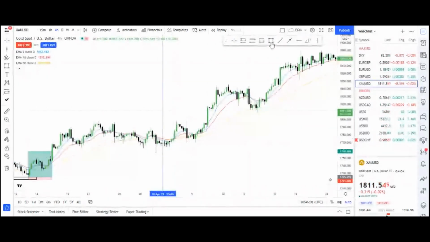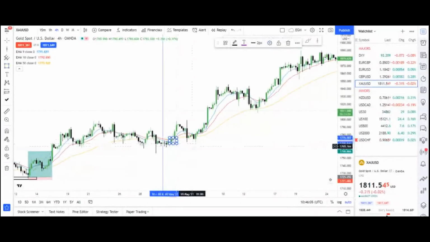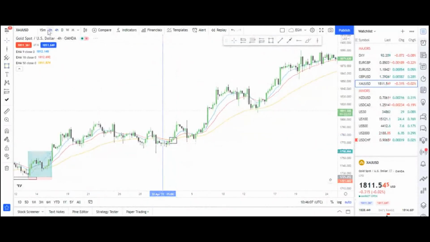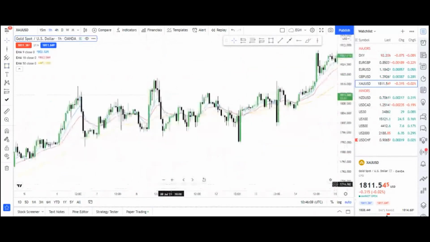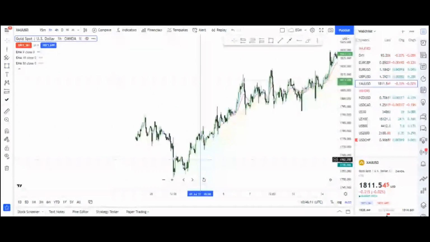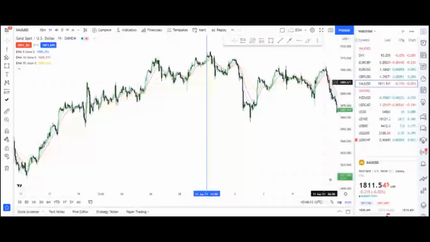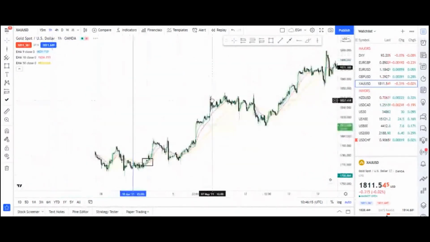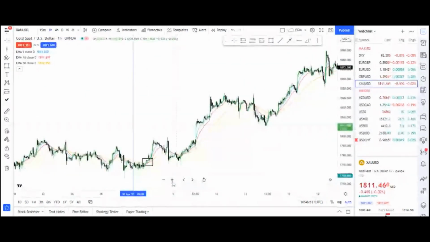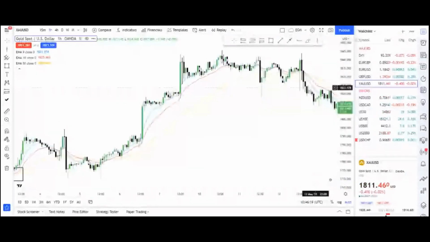Let me just mark out where it crossed. Now, all I need to do is go back to the 1-hour time frame and look for my entry. Remember, I said every single time price has to come back to that area, except it's not an order block, or it's not a valid area of support.